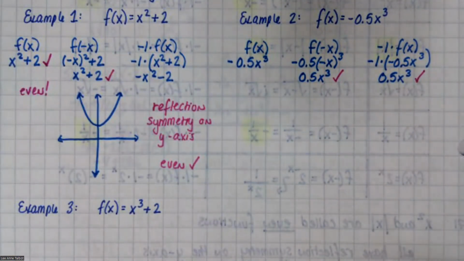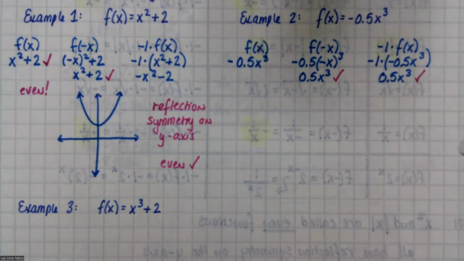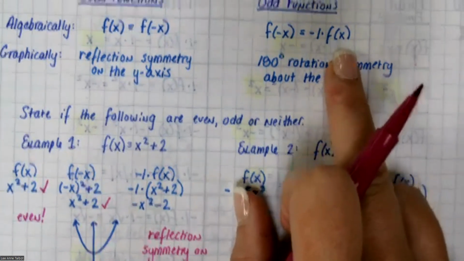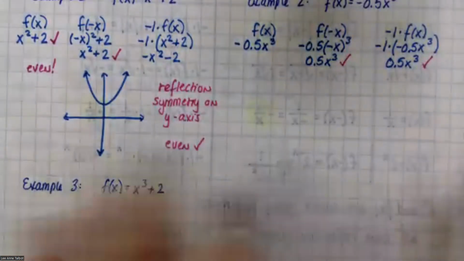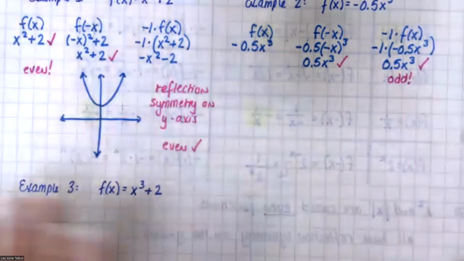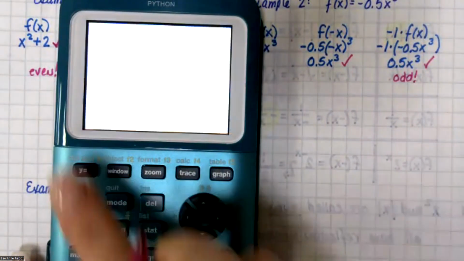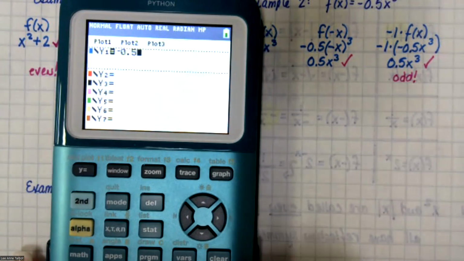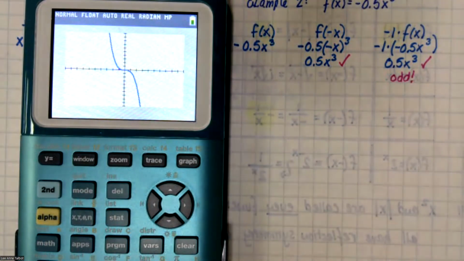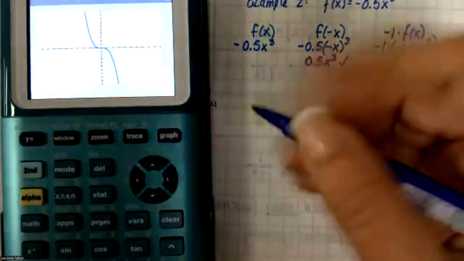So what is this one? I have the second column matches the third column. All right, now I'm going to draw a baby sketch. Does that look like that has 180-degree rotation symmetry about the origin? Indeedy.